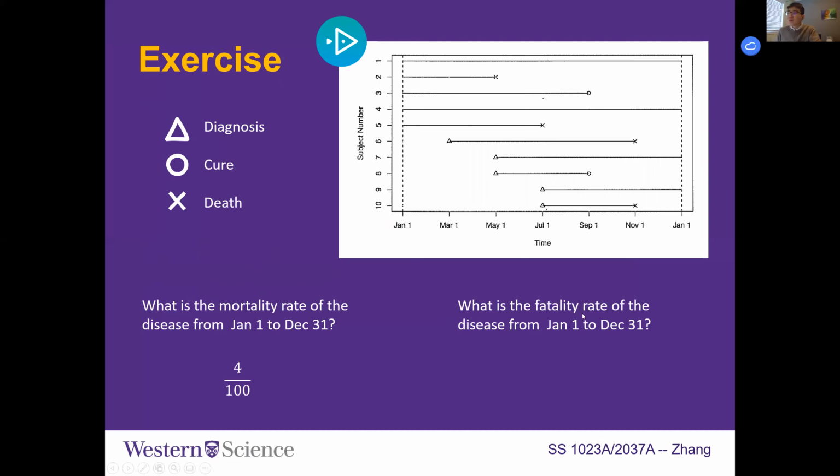And for fatality rate, based on our definition, because we only have 10 individuals who got the disease and 4 of them died, the fatality rate is actually really high. It's almost 40%, which I would say is already a very deadly disease for this example.